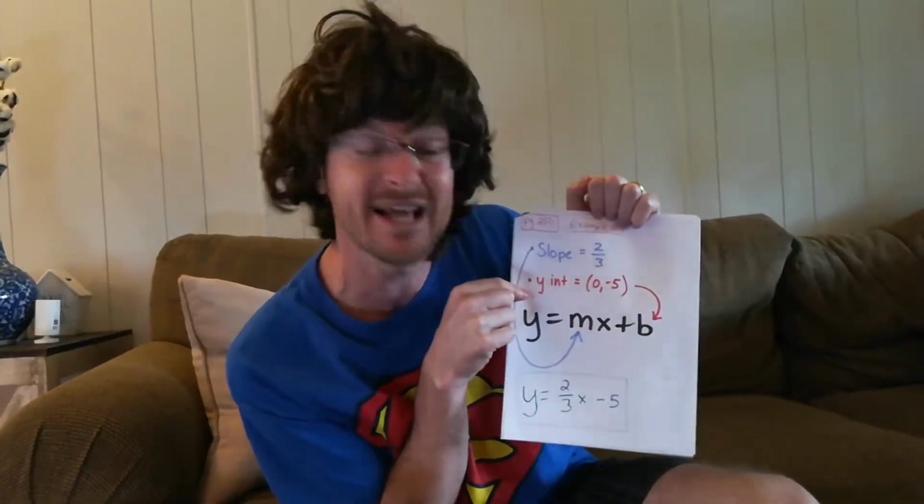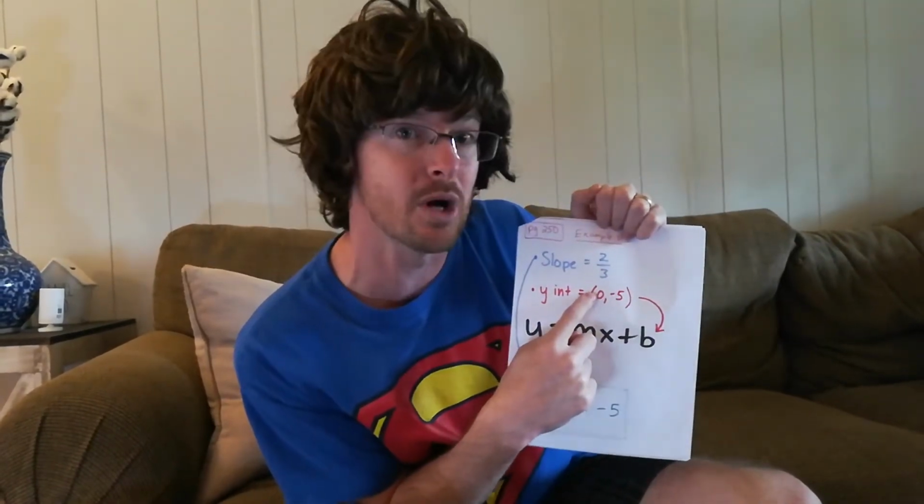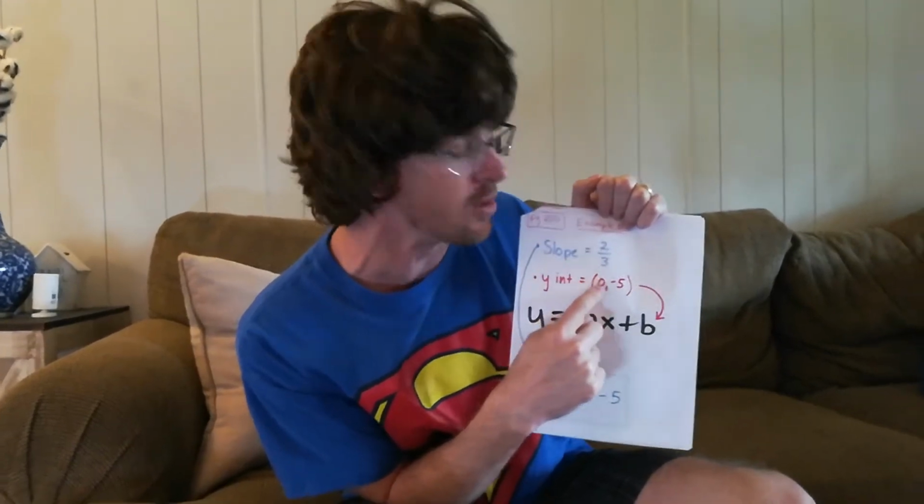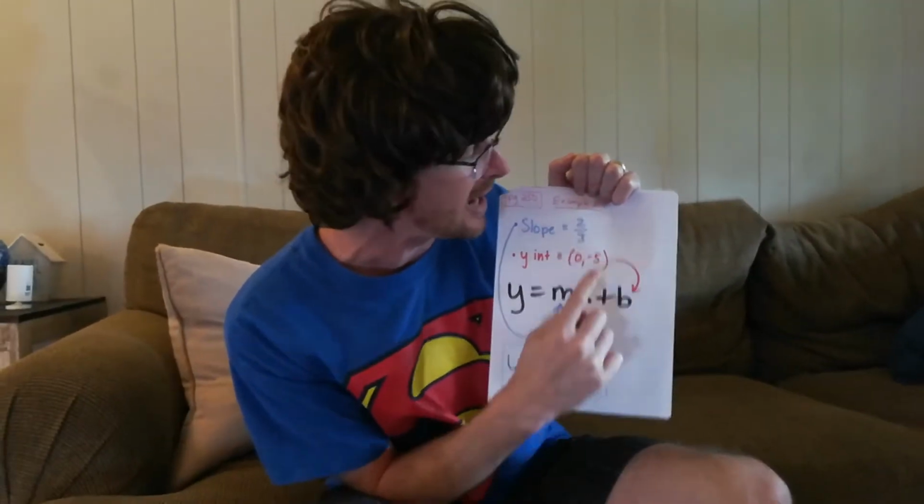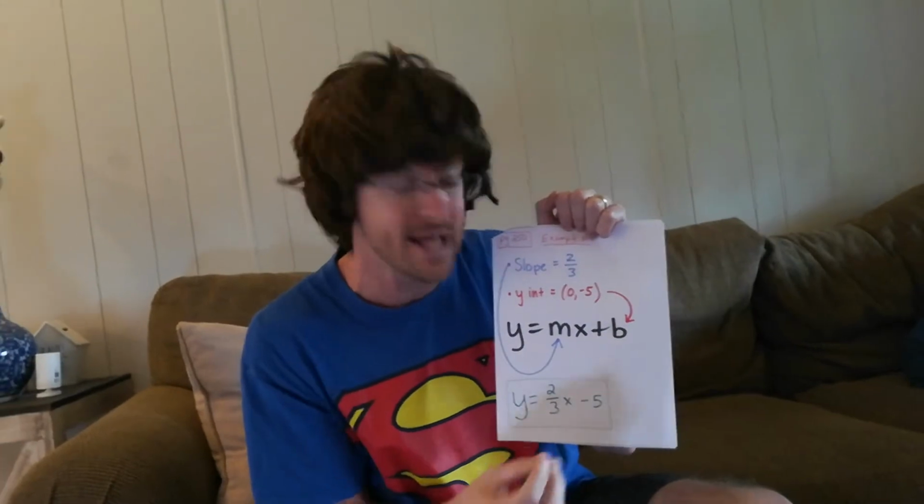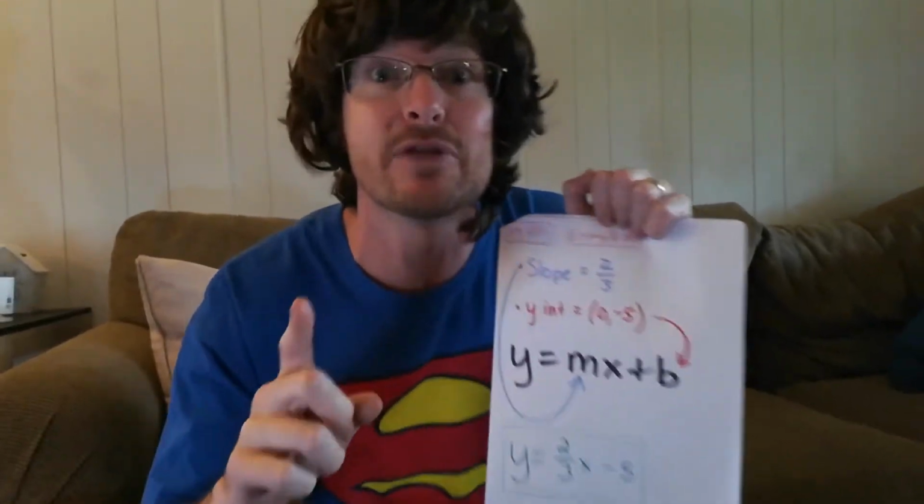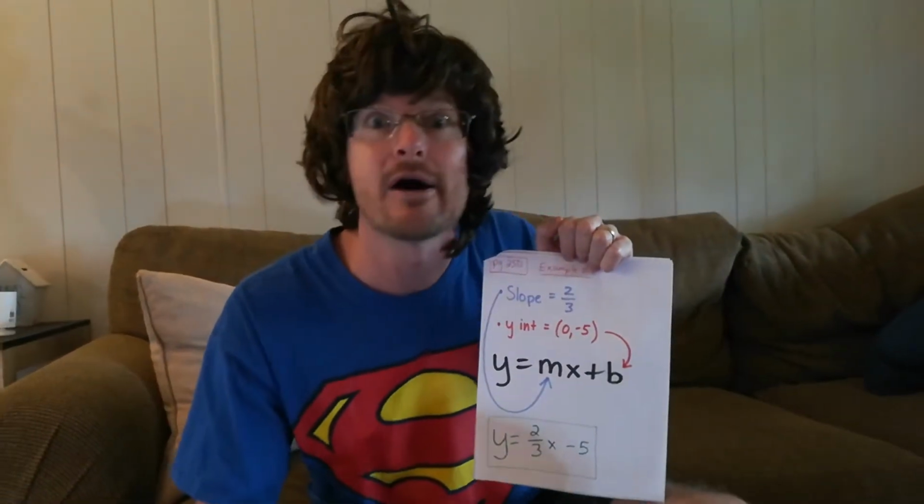All right, my y-intercept is at 0. That's key. It'll always be at 0 comma something, 0 comma -5. The -5 is where it hits the y-axis down there, but there has to be a 0. If there's no 0, then it's not a y-intercept.